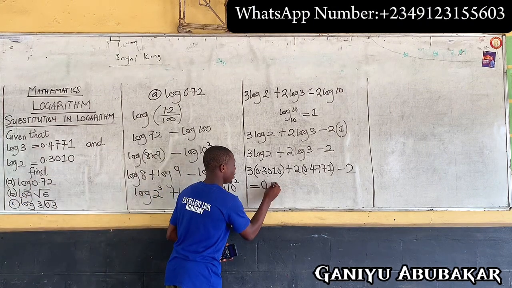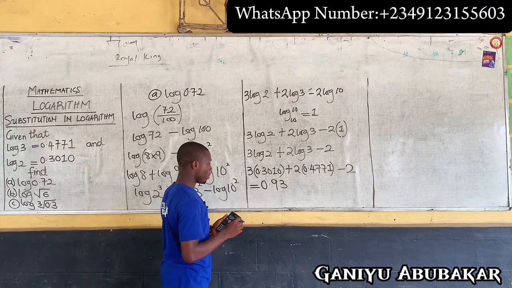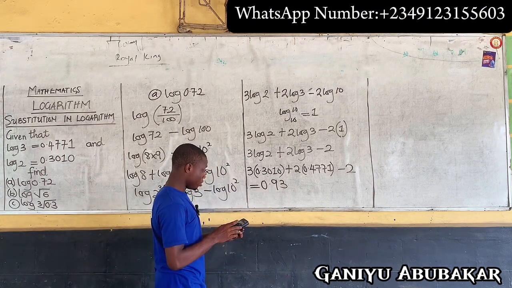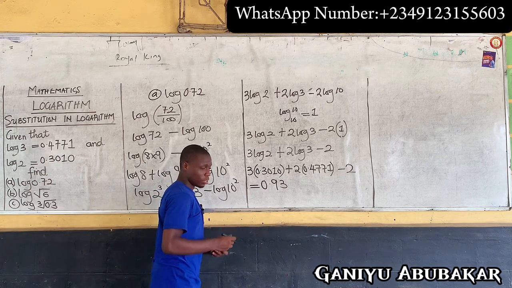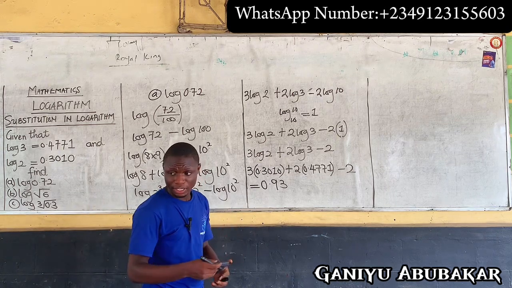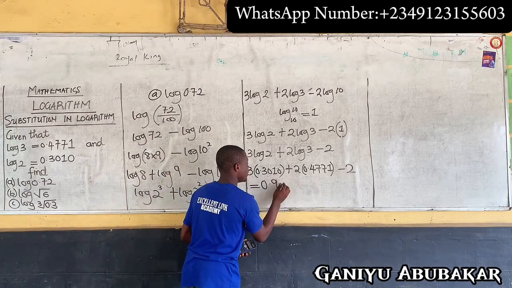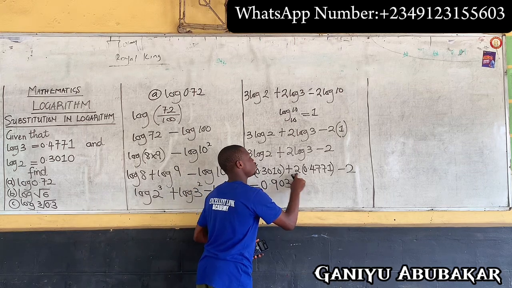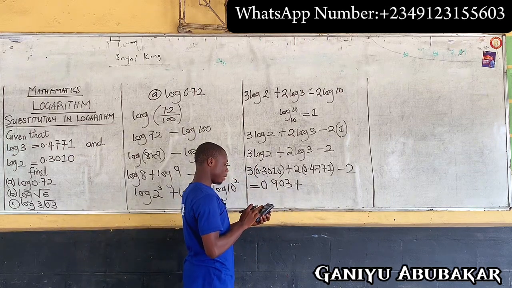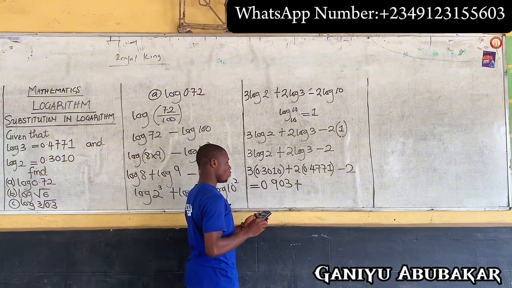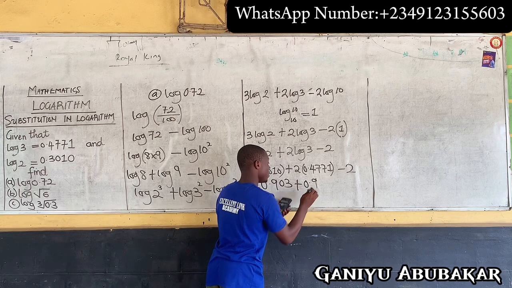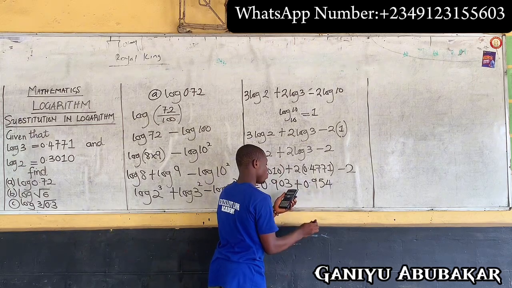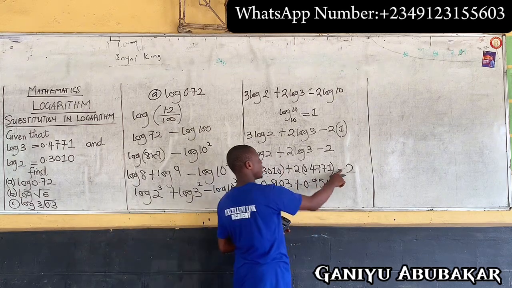0.903. Is that all? Come in, 3 times 0.3010. All right, 0.903 is 903, right? So plus, multiply 2 by this. 2 times 0.4771. I have what? 0.9542, right?